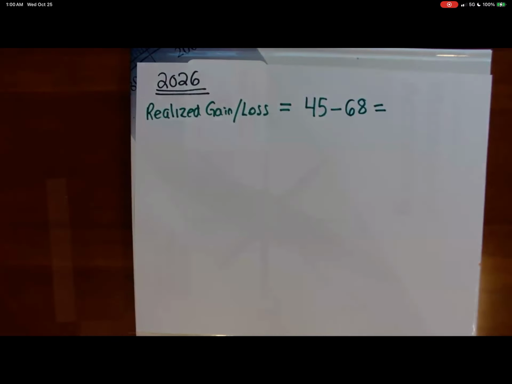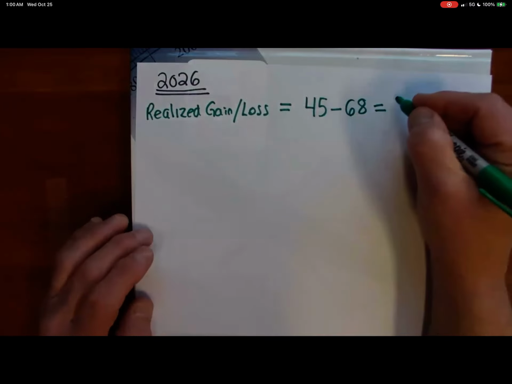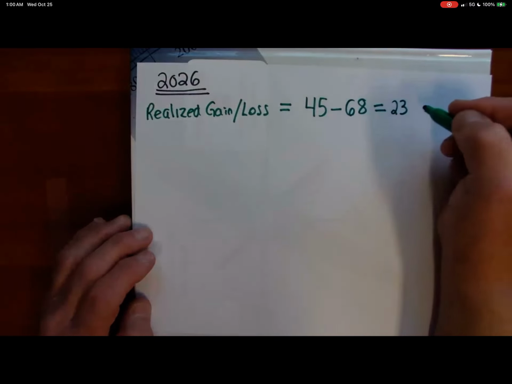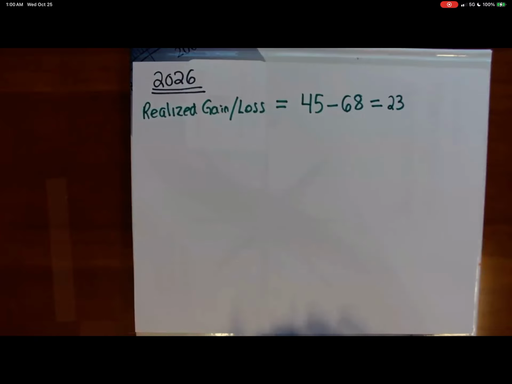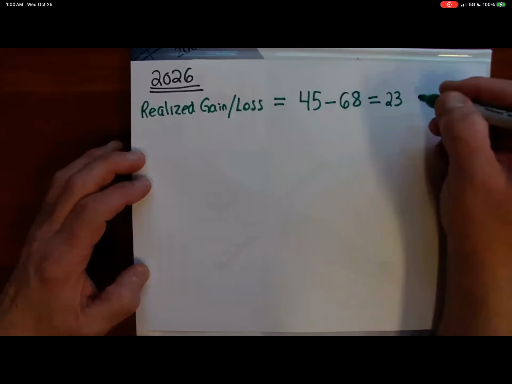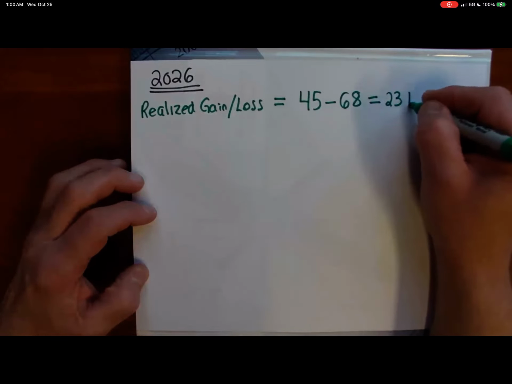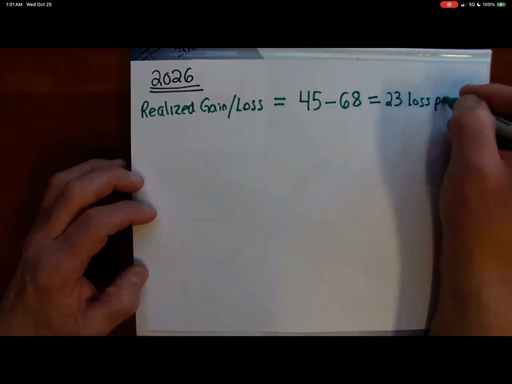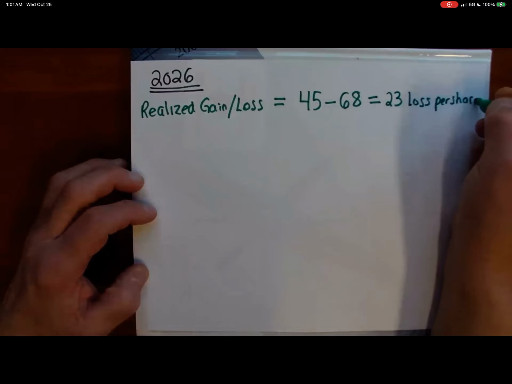Carter, the difference there is $23. Is that a gain or a loss? That would be a loss. A loss. They were on the balance sheet. They were valued at 68. We sold them for less than that, 45. He would report a $23 loss per share.